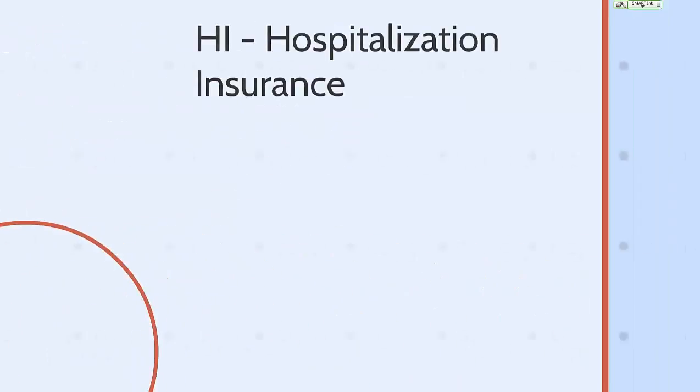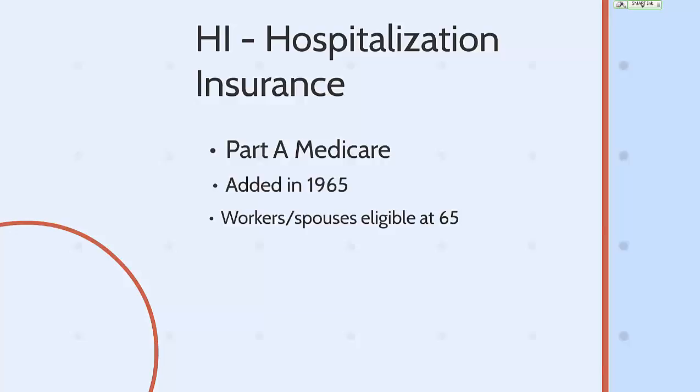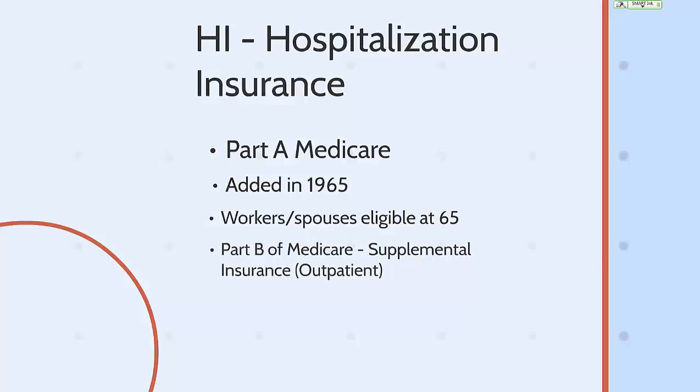Next, there's the HI part of OASDHI, which is hospitalization insurance. This is Part A of Medicare. This was added in 1965. Workers and spouses are eligible at age 65 for coverage under Part A of Medicare. Part B of Medicare, known as supplemental insurance, is for outpatient coverage. In other words, visits to your doctor's office on an outpatient basis.